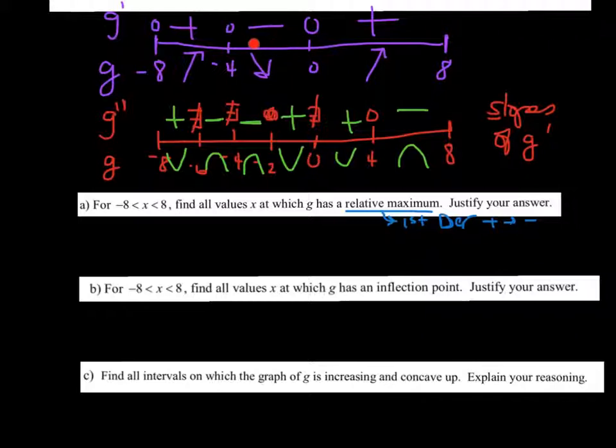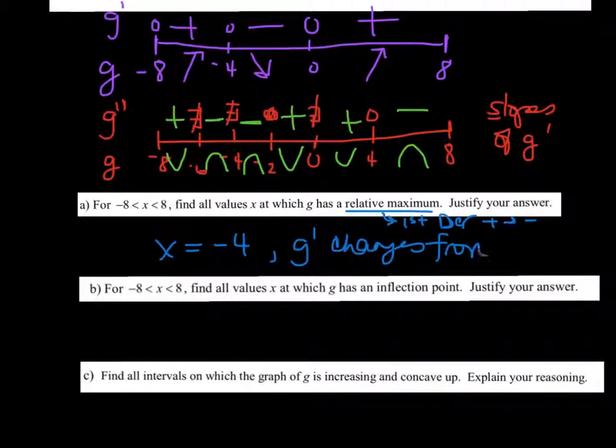I would say that that occurs from here to here, and so that would be an x value of -4. There is one place where we change from positive to negative. So I would go ahead and say that when x is equal to -4, and my justification would be that g prime changes from positive to negative.